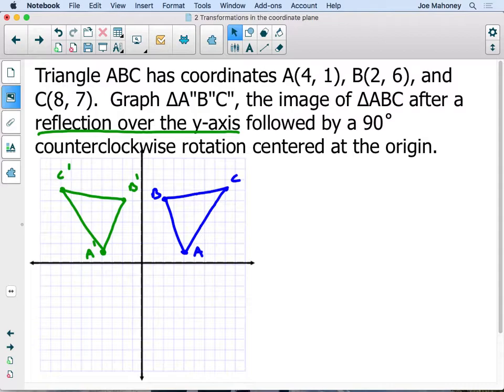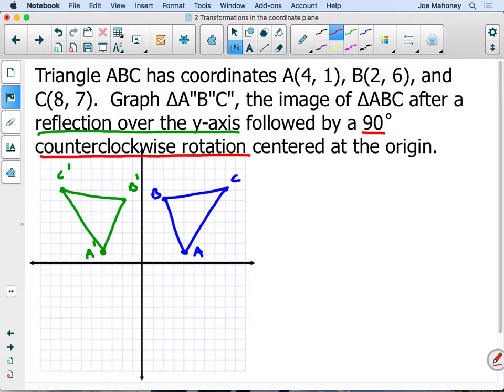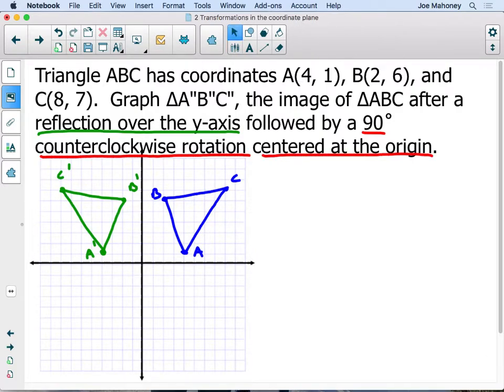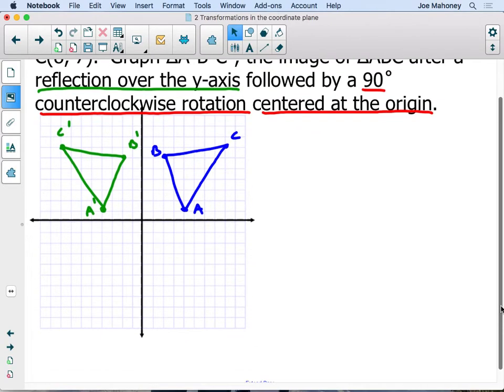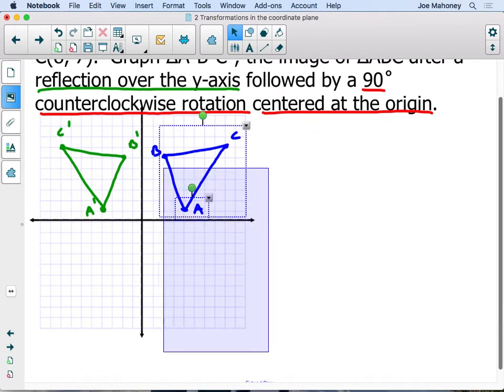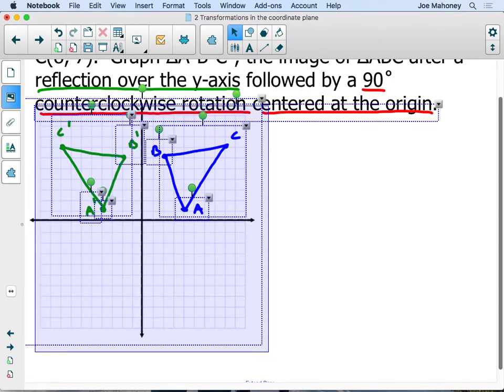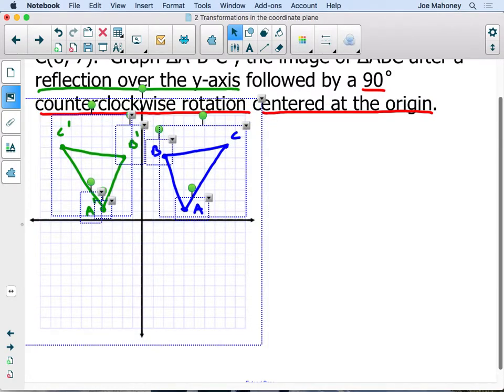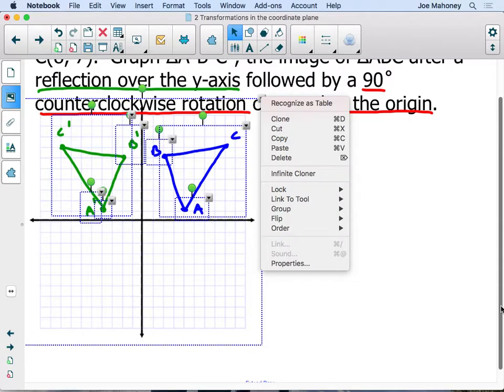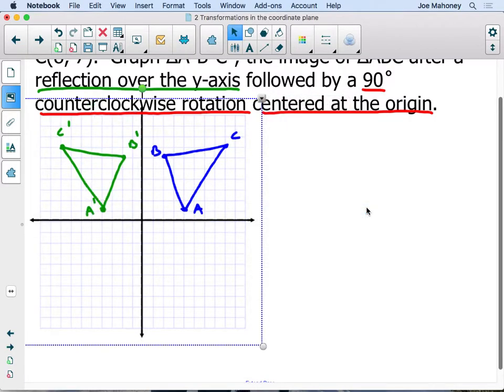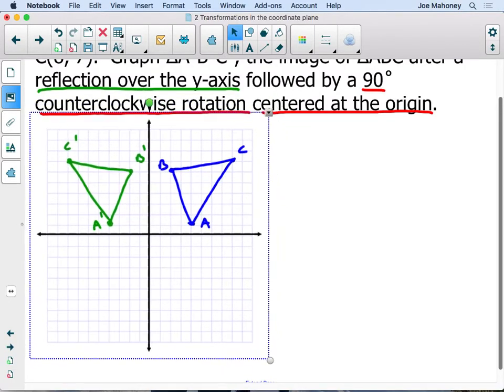Now the second part is a 90-degree counterclockwise rotation centered at the origin. Remember, our rotations need an angle measure, a direction, and a center point. I'm going to do something pretty neat here. Give me a second to set this up. I'm going to take all of that and the red line and group all of these together to show you this idea of a rotation. Now everything's together. Good, I got my grid together. So check this out.